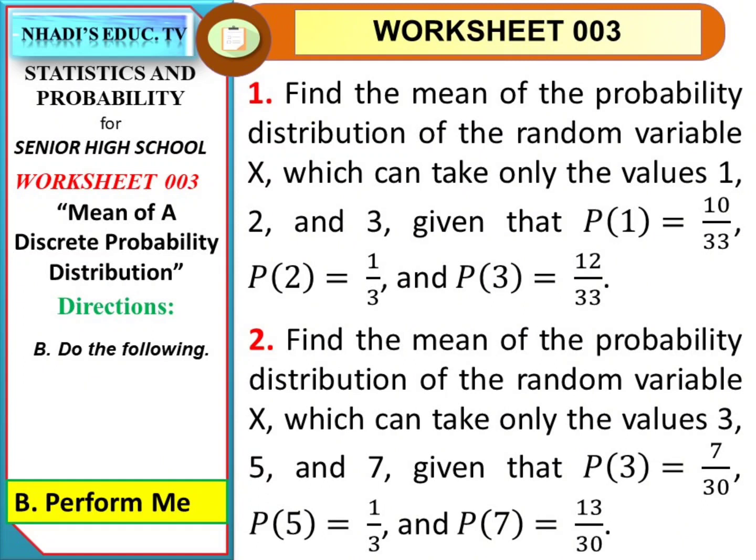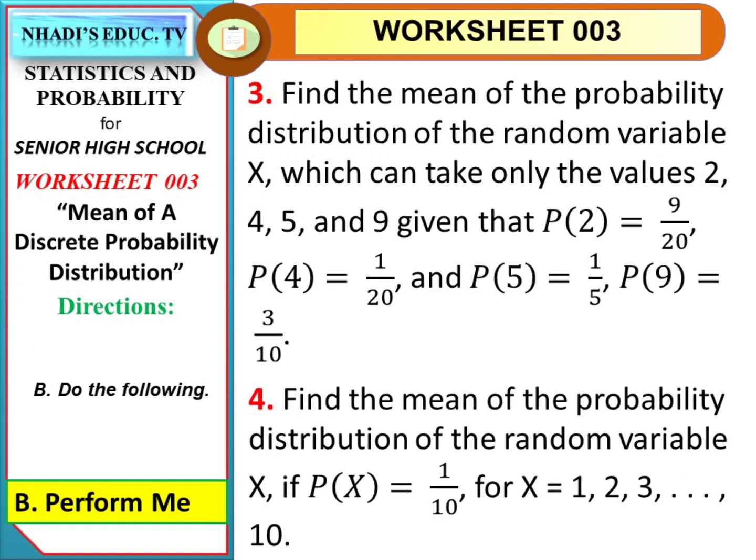Number 2, find the mean of the probability distribution of the random variable x, which can take only the values 3, 5, and 7, given that the probability of 3 equals 7 over 30, the probability of 5 equals 1/3, and the probability of 7 equals 13 over 30. Still under B, perform me.